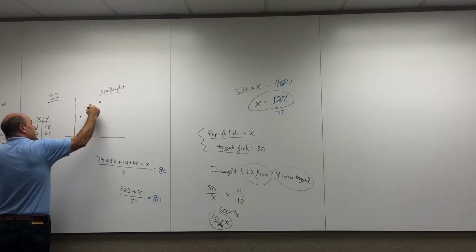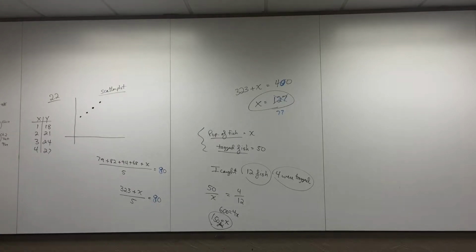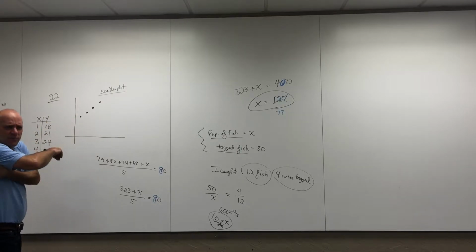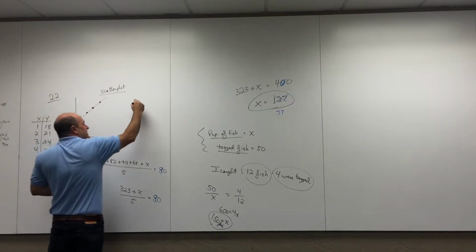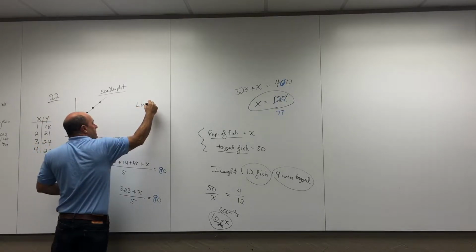And then the question is, is the data linear? And so you just kind of look at the graph and you kind of look, looks like if I could draw a line through that data. So yes, the data is linear. Are you following me? It's just very visual. The idea of the scatter plot is, is the data linear? So I would say yes, it's linear.